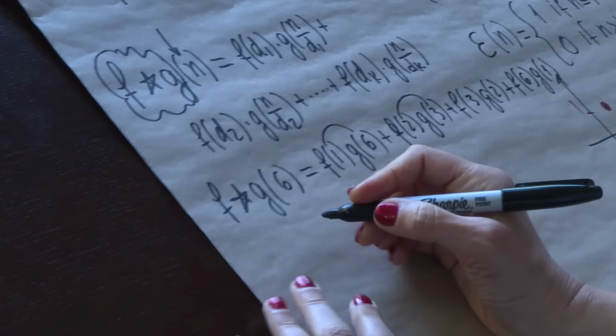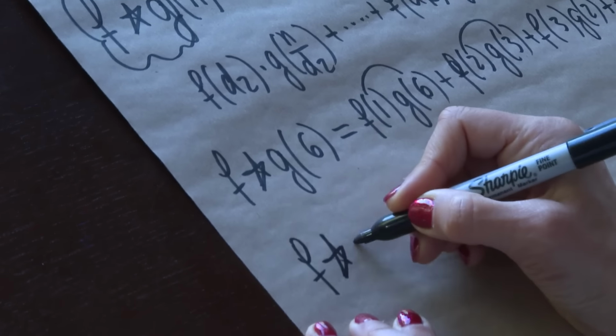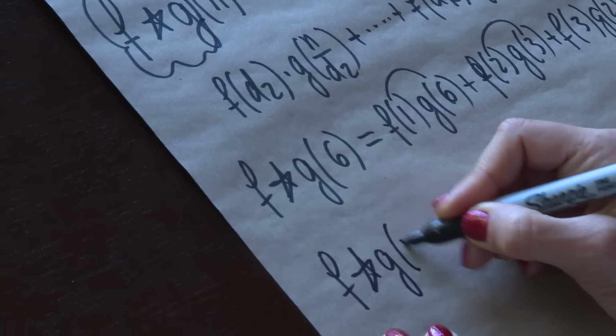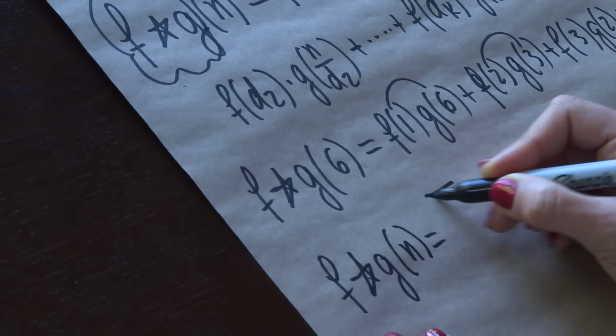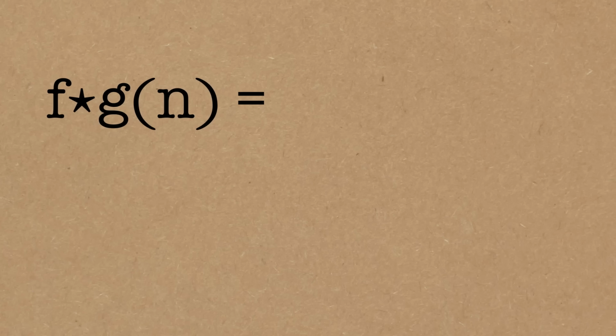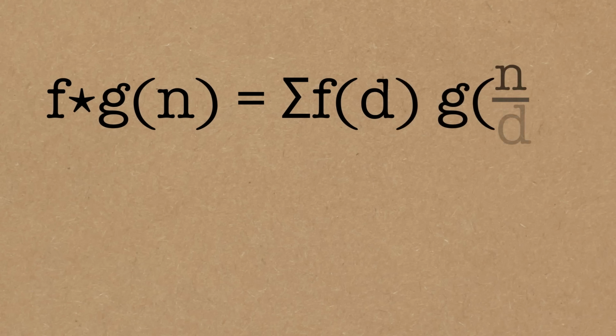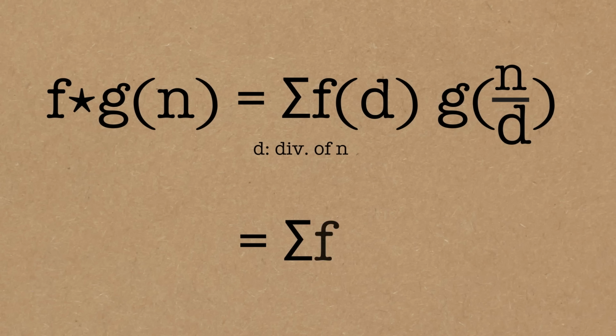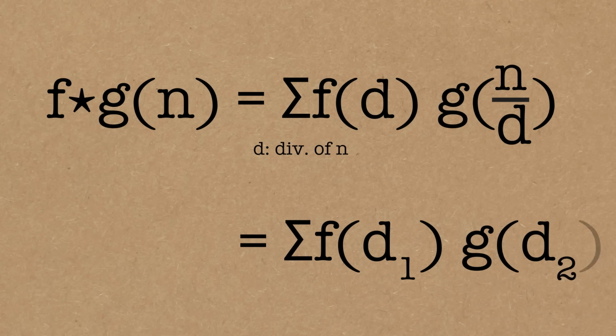If you want to scare ourselves, we can write a shortcut formula using summation. So what are we doing? We are feeding a divisor d into f, and then we are feeding the opposite divisor n over d into g, as long as d is a divisor of n. Or if you want a more symmetric description, feed two divisors of n into f and g, d1 and d2, as long as they multiply to n. That's exactly the same definition.